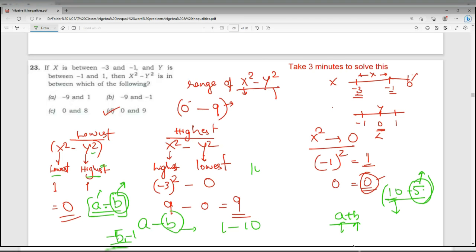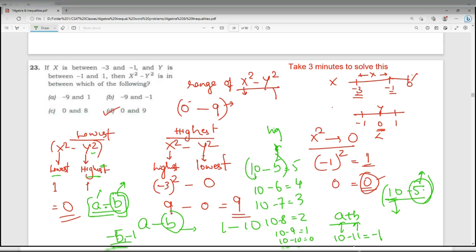So for example, let's take 10 minus 5. Now if you are increasing this, this is 5. If this case is same, and you increase this number, it becomes 6, then the value is 4. If it becomes 7, then the value is 3. 10 minus 8, the value is 2. 10 minus 9, the value is 1. 10 minus 10, the value is 0. And if you again increase this, 10 minus 11 is minus 1. So the more you increase this value, the lower this expression will fall.